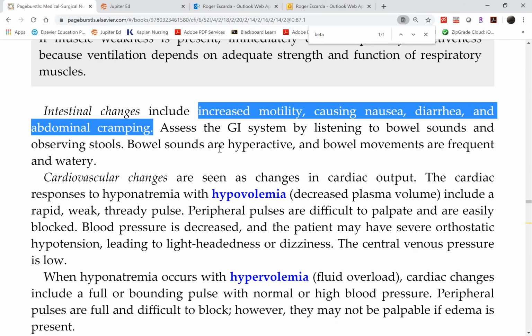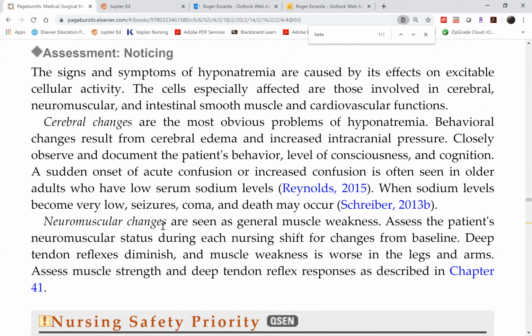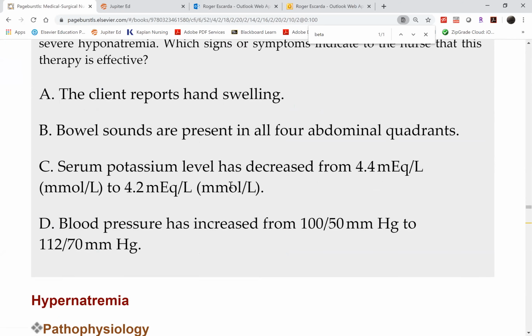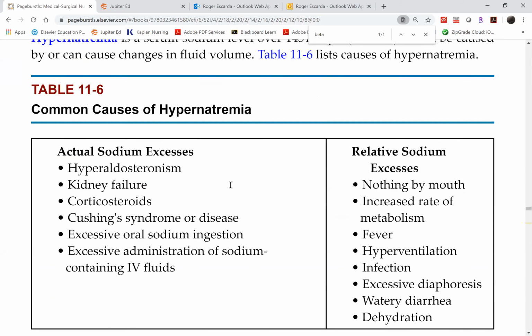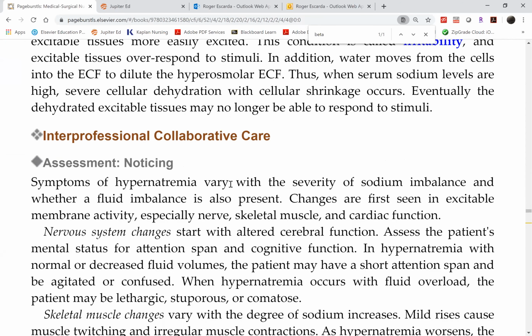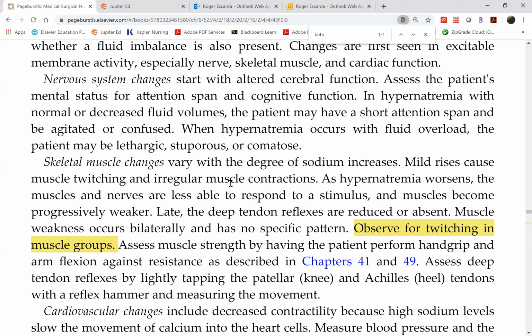So for the exam, we'll stick with GI symptoms, the neuromuscular and cerebral changes. Any question? Nope. All right, we'll skip the interventions. Again, they're specific to the cause. Let's go to manifestations of hypernatremia this time. So this is hypernatremia. What are the presentations?